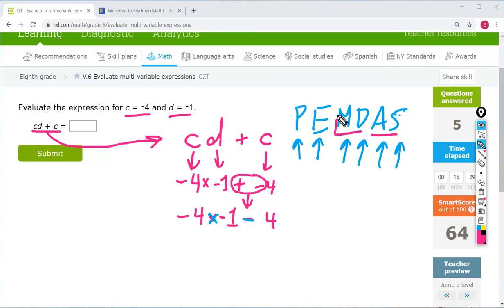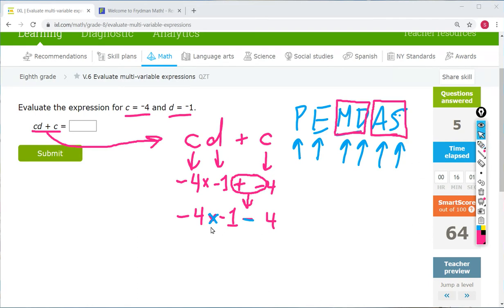So both of these things, the M and the D, you really do just from left to right, whichever one comes first. And the same thing with addition and subtraction. If you have already done the multiplication and division and you're on the addition and subtraction step, then you just do that from left to right. But anyway, we don't have to worry about that here. We have multiplication and we have subtraction. So we'll do the multiplication first.